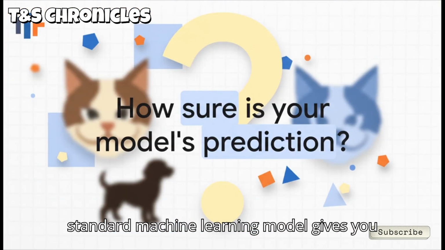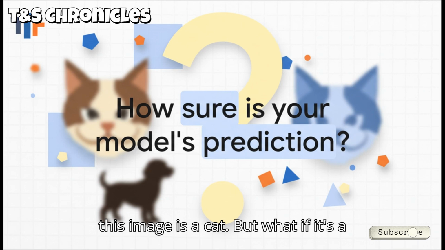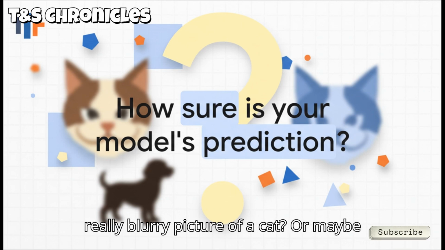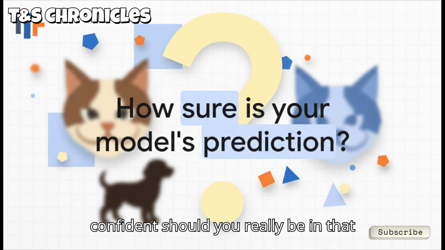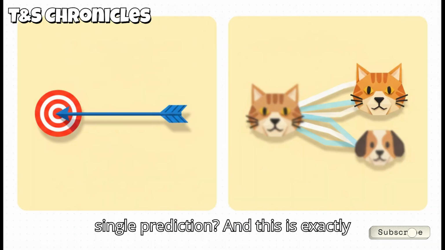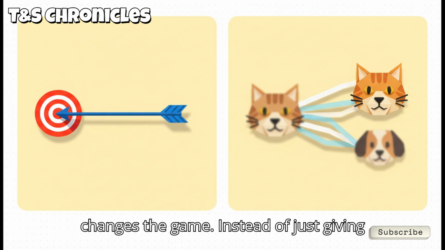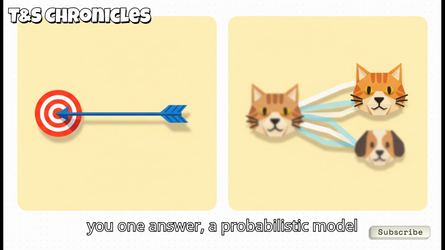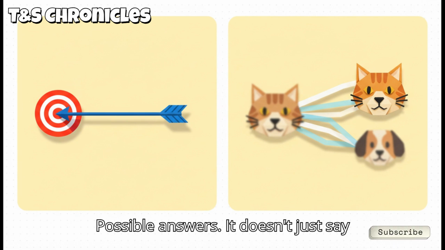Think about it. A standard machine learning model gives you a single, confident answer. It tells you this image is a cat. But what if it's a really blurry picture of a cat? Or maybe it kind of looks like a small dog. How confident should you really be in that single prediction? And this is exactly where probabilistic modeling completely changes the game. Instead of just giving you one answer, a probabilistic model gives you a whole distribution of possible answers. It doesn't just say it's a cat.